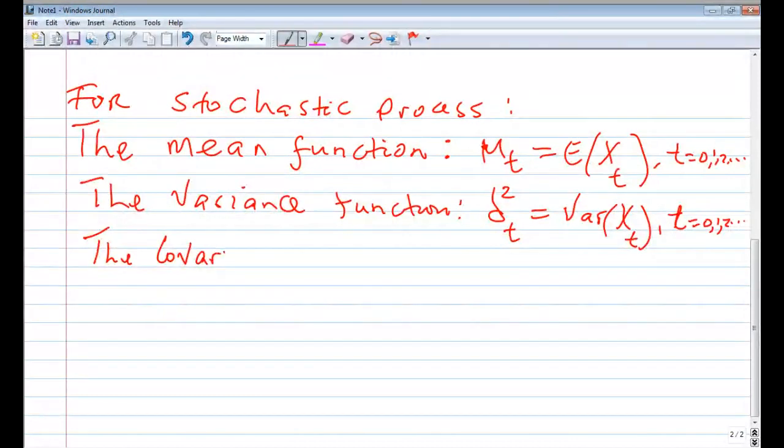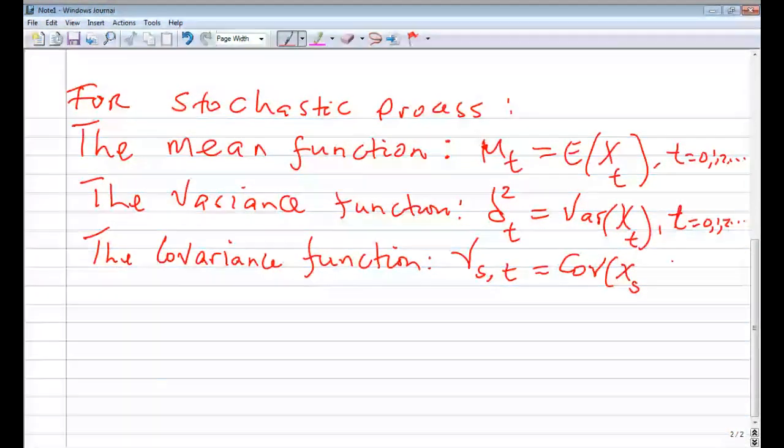The covariance function is defined by gamma st. So this symbol here represents gamma st, which is equal to the covariance, open brackets, of Xs, Xt. Okay, the covariance function is represented by gamma st. That one is gamma, it is not r. Okay, it's gamma st, which is equal to the cov, open brackets, of Xs comma Xt.